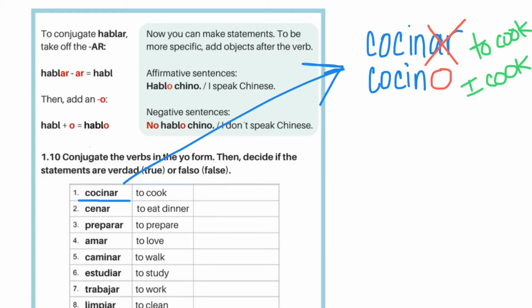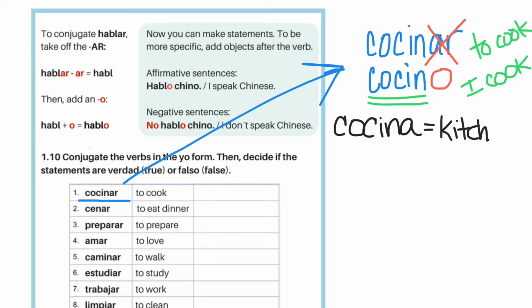Now, when I mentioned looking at the word root, the reason I mentioned that is because you'll see this word root used in other parts of speech. For example, cocina is a kitchen. It's using the same word root. And we already saw in this chapter cocinero or cocinera is a cook.